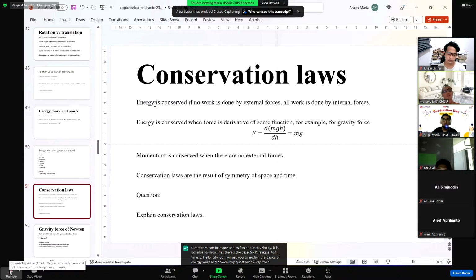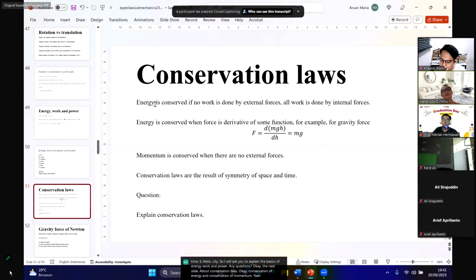Okay, the next slide about conservation laws. We have conservation of energy and conservation of momentum. Energy is conserved when force is the derivative of some function. Remember, mgh is potential energy. And if you take the derivative of mgh with respect to h, you will get mg, slide number 51, right? F is equal to d(mgh)/dh, and that's just mg.